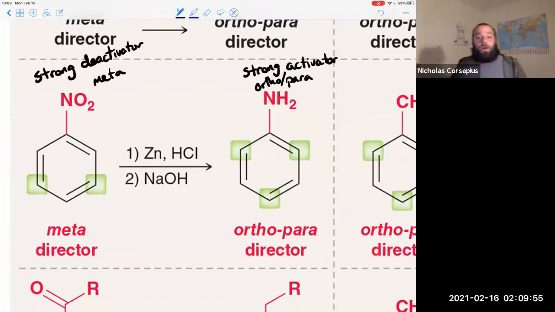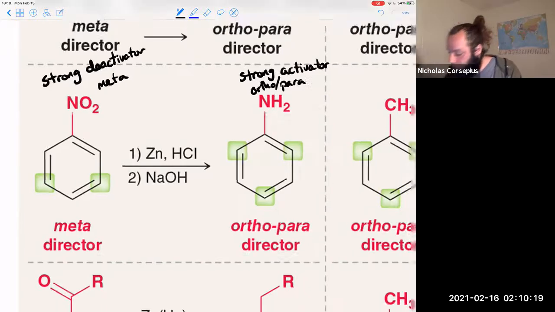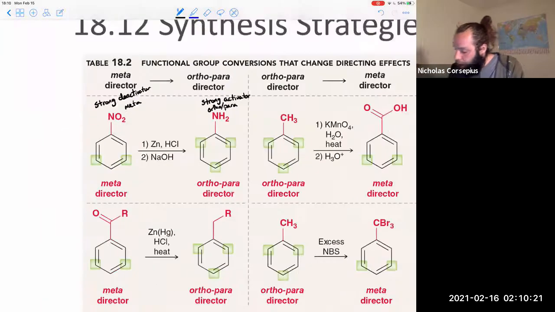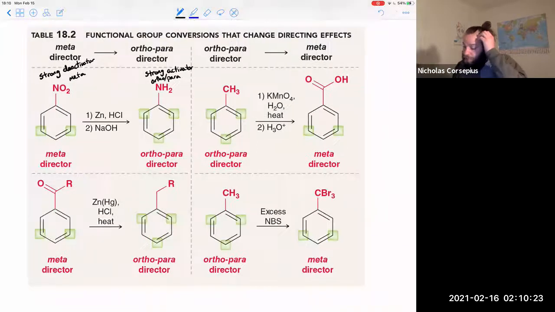Okay, so this can be very important because let's say that at the end of the day, I wanted a bromoaniline or something like that. Well, if I wanted my bromine to be in the meta position, then I would want to make sure to do that reaction before this reduction. Whereas if I wanted it in the ortho-para position, I would do it after I did this reduction, right? So where I do this reduction can influence the sort of products that you get. And we have a few that are like these.